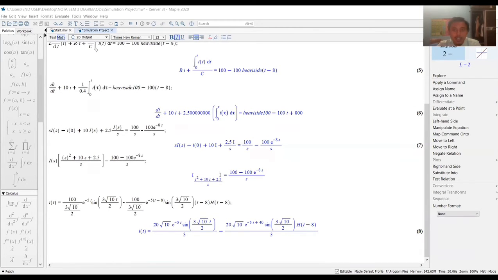And for the number 7, we get the value from the previous formula. We put the I(s) in the bracket s squared plus 10s plus 2.5 over s equal to 100 minus 100 e to the power of negative 8s over s, and we get I(s) squared plus 10s plus 2.5 per s equal to 100 minus 100 e to the power of negative 8s per s.